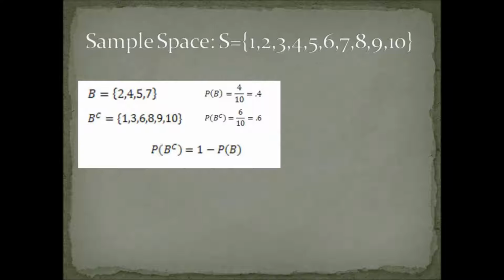B complement is the set of all elements that are in the sample space but are not in B. Now, you could see that B complement has 6 elements, so the probability of B complement is 6 over 10, or 0.6. And we could also see the complement rule. The probability of B complement is 1 minus the probability of B. This holds in general. This holds for any event B.